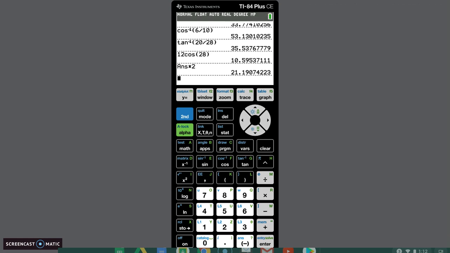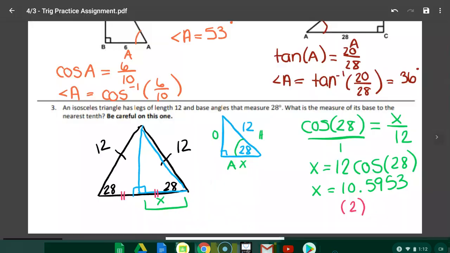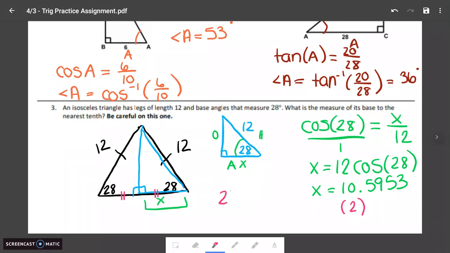We get 21.190, and now we're ready to round to the nearest 10th of 21.2.